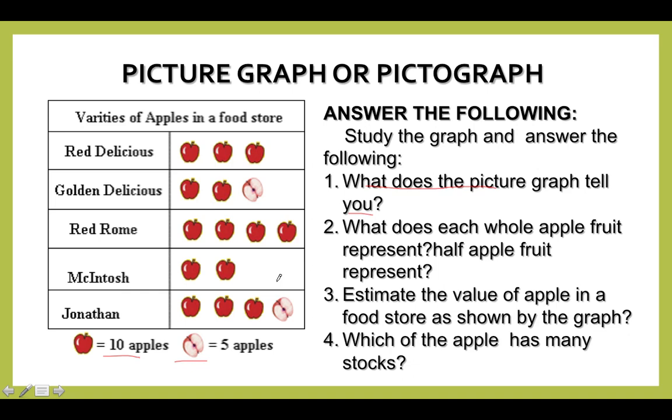So, which of the apple has many stalks? So, as very naman obvious, red Rome is the monopoly or yung may pinakamaraming variety of apple, no? Kasi meron siyang apat, which is equivalent to 40 apples, red Rome.